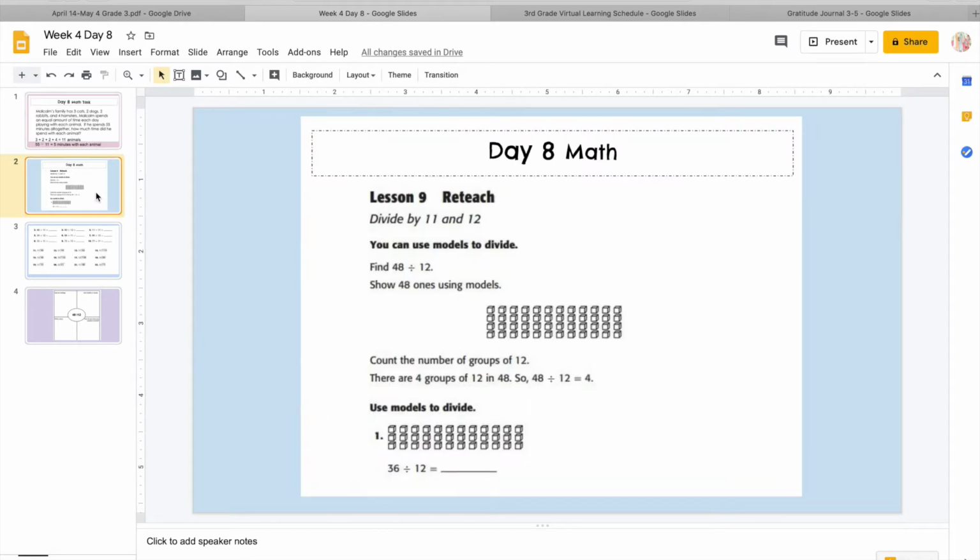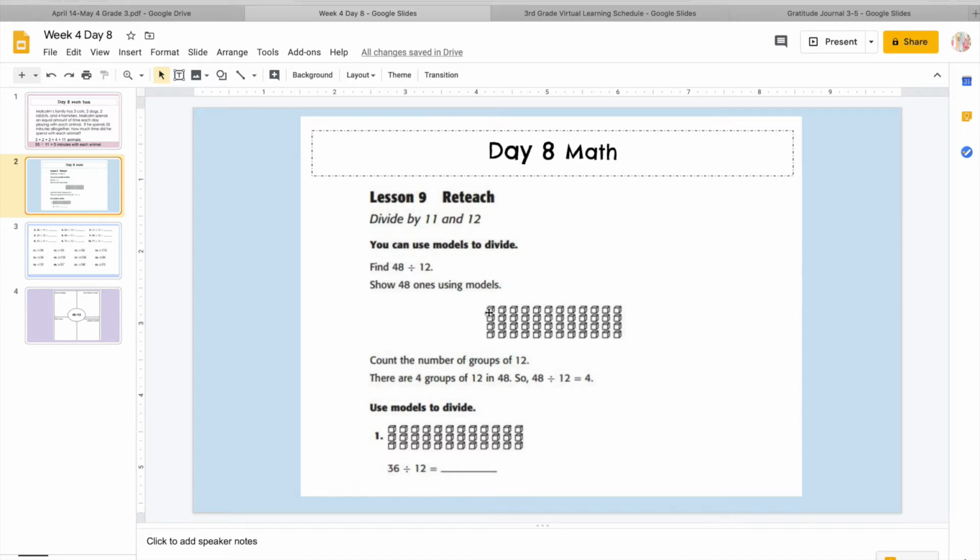So then in our activity, it says divide by 11s and 12s. So yesterday we multiplied by 11s and 12s. Today we're going to divide, which means our answers are getting smaller and we're going to break apart. So we can use models. Remember, we can use repeated subtraction. We can use number lines. We can use groups. It says find 48 divided by 12. Show 48 ones using 12 models.